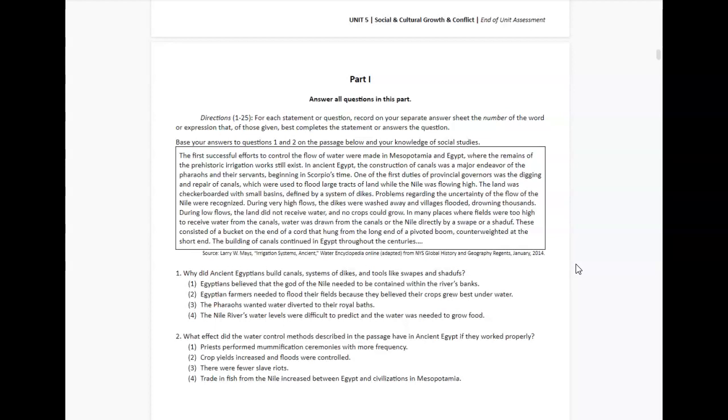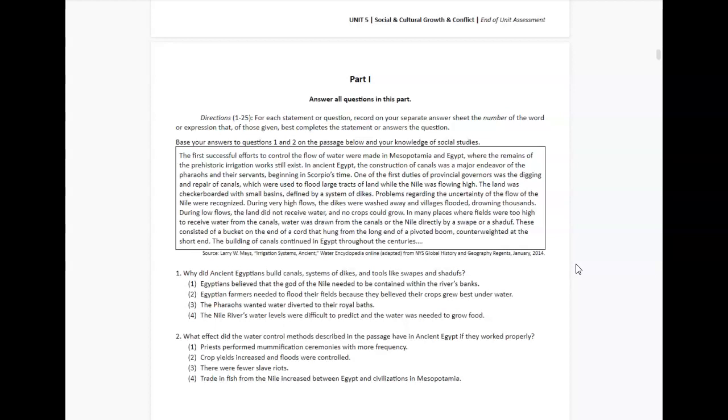The land was checkerboarded with small basins defined by a system of dikes. Problems regarding the uncertainty of the flow of the Nile were recognized. During very high flows, the dikes were washed away and villages flooded, drowning thousands. During low flows, the land did not receive water and no crops could grow.